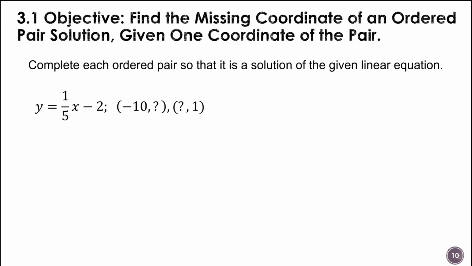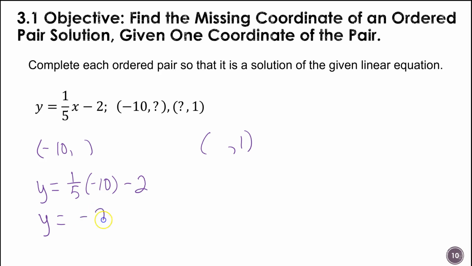All right, hi again. This is lesson 3 of section 3.1, and we're going to be finding the y on this ordered pair and then the x on the other ordered pair. So we're going to substitute -10 for x and then just calculate this, right? So that's going to be -2 minus 2. So that is equal to -4.